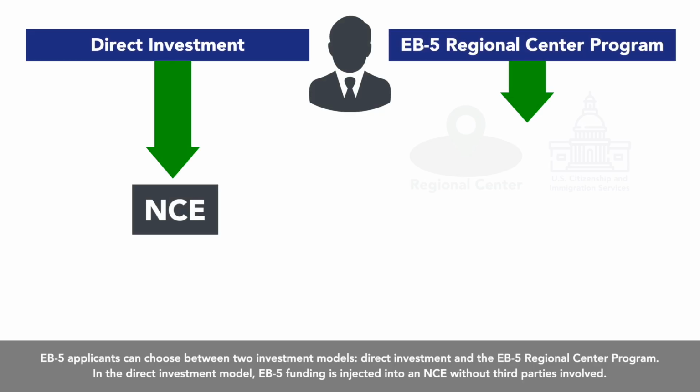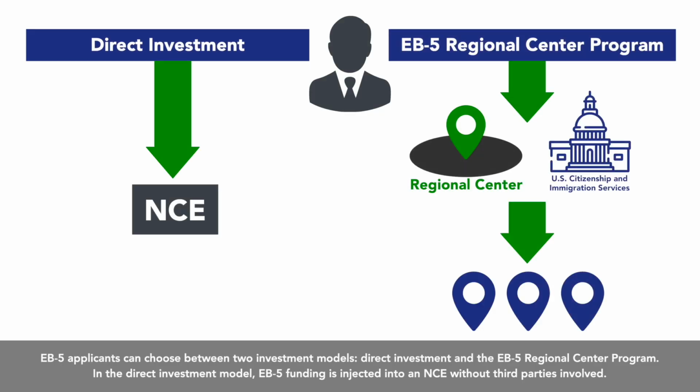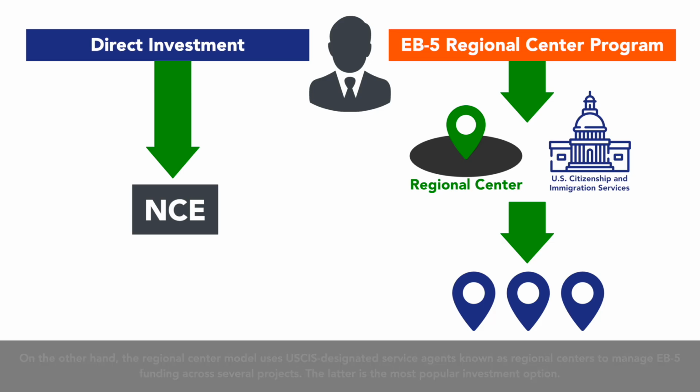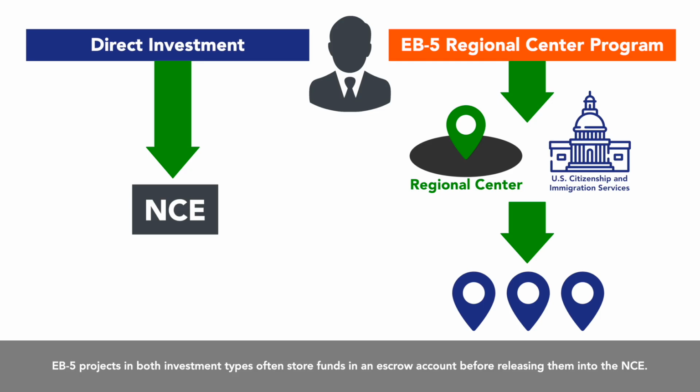EB-5 applicants can choose between two investment models: direct investment and the EB-5 Regional Center program. In the direct investment model, EB-5 funding is injected into an NCE without third parties involved. On the other hand, the Regional Center model uses USCIS designated service agents known as regional centers to manage EB-5 funding across several projects. The latter is the most popular investment option. EB-5 projects in both investment types often store funds in an escrow account before releasing them into the NCE.